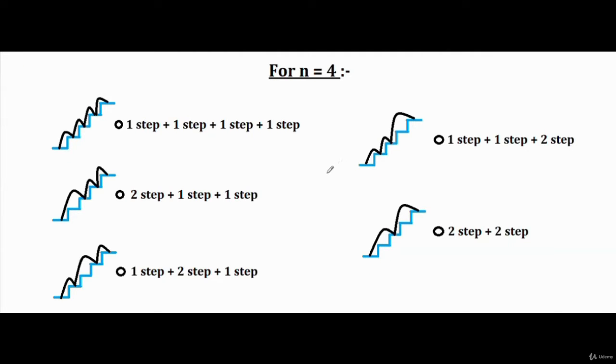Let's try to examine the problem with another example. The staircase given here is of height 4. Again, we manually try to list down all the possibilities, which are 1 step plus 1 step plus 1 step plus 1 step, or 2 step plus 1 step plus 1 step, or 1 plus 2 plus 1, or perhaps 1 plus 1 plus 2, or even 2 plus 2.